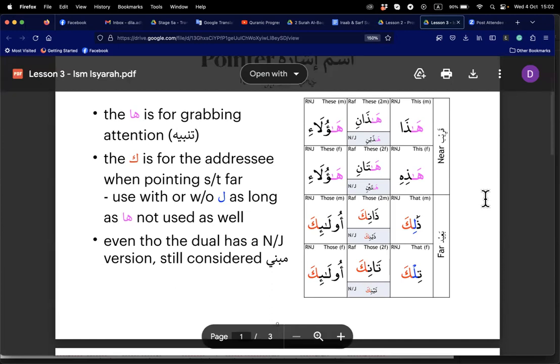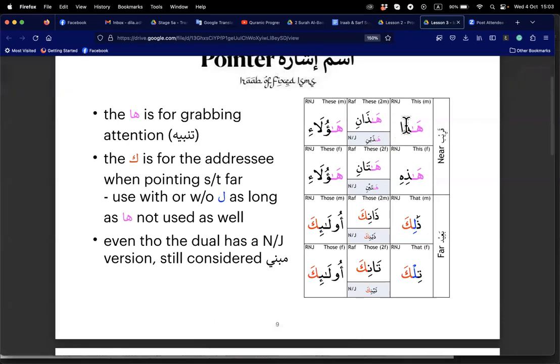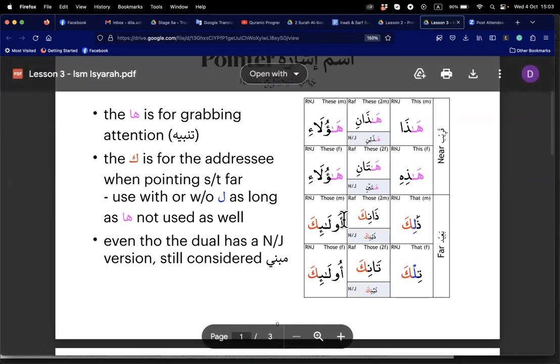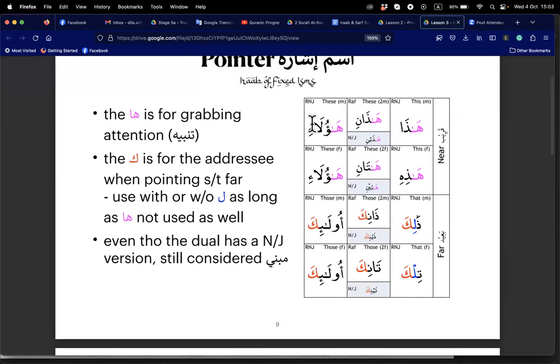But I'rab wise, actually the Ism Isyarah itself is only the part here, the black part. Dha here. Dhani. Ulai. This is our Ism Isyarah. So it's the same Ism Isyarah here. And then ti here. Tani for the feminine here is the same as this one. And then ulai is basically the same here. Okay, that's the Ism Isyarah.